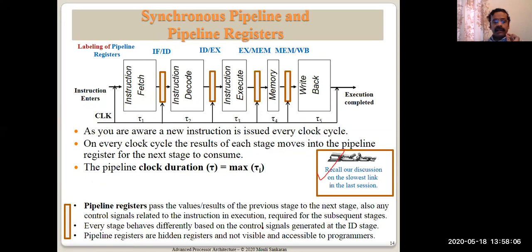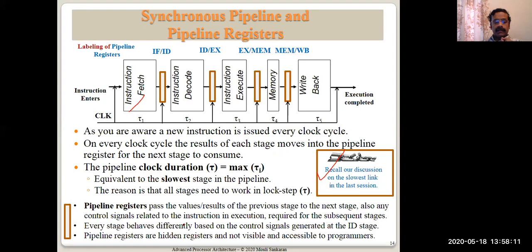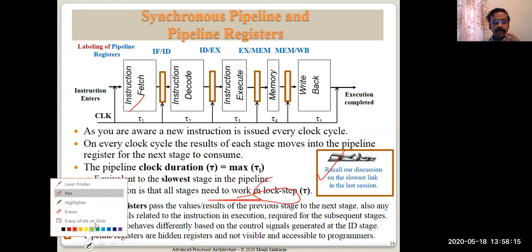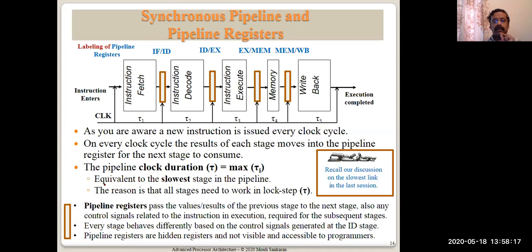So this is what I said. The slowest stage is this, so we have to choose that. The reason is that all stages need to work in lockstep. Lockstep means they have to move coherently, synchronously.